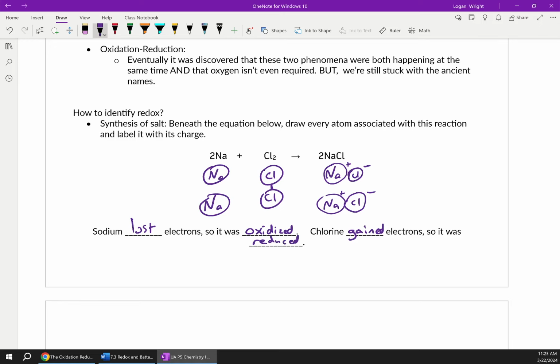If only it were always this easy, redox would be great. But there's more.